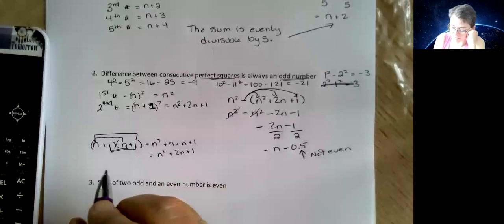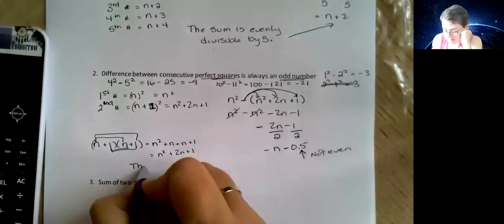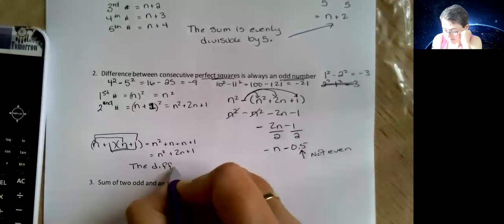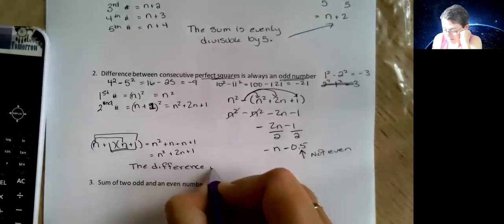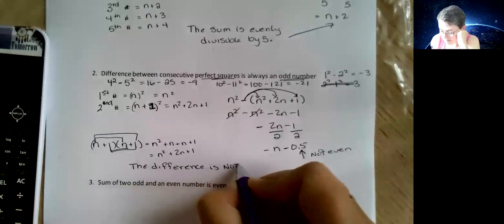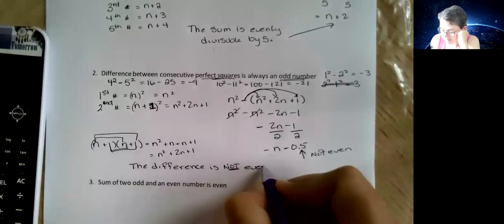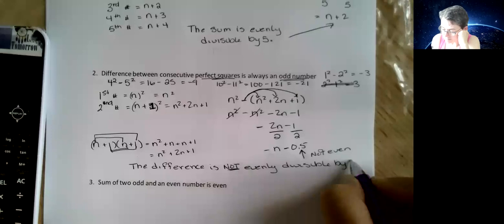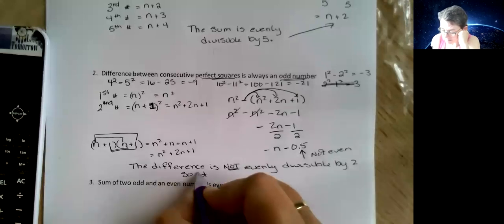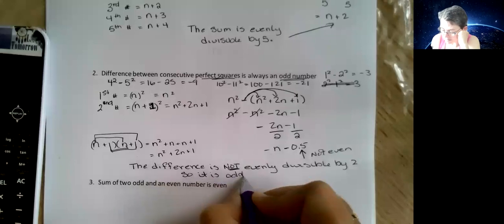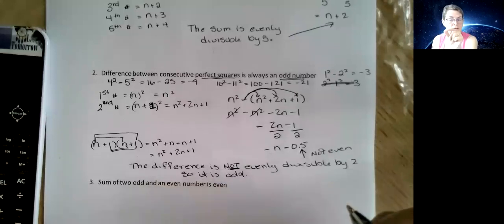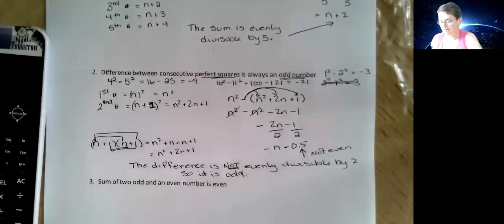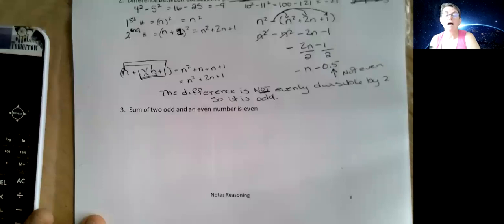So how do we write this? The difference is not evenly divisible by 2, so it is odd. You can't really prove something is odd directly. You actually prove it's odd by saying it's not even. You'll get there. It makes sense.